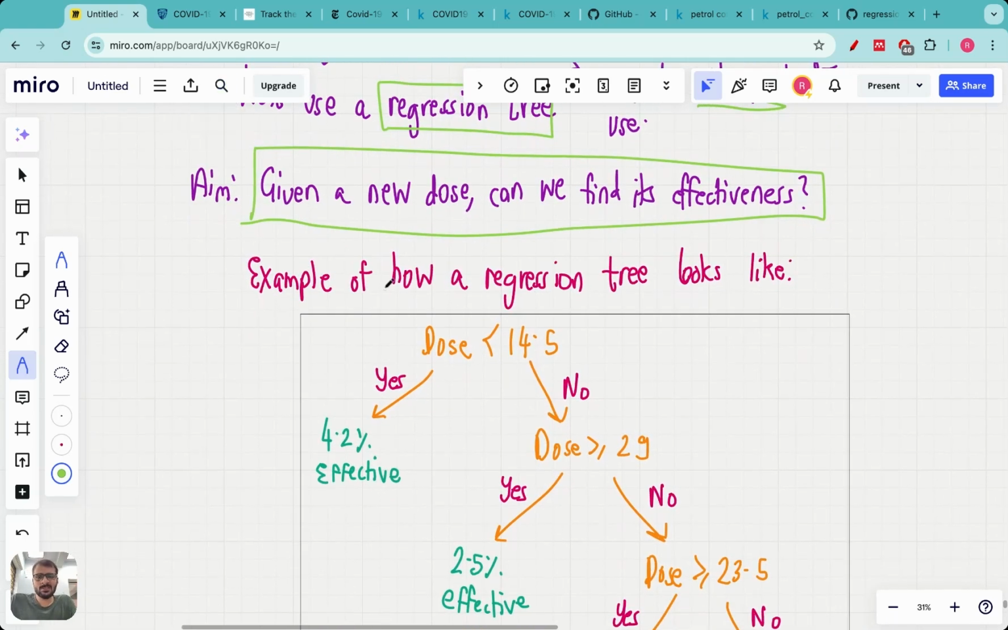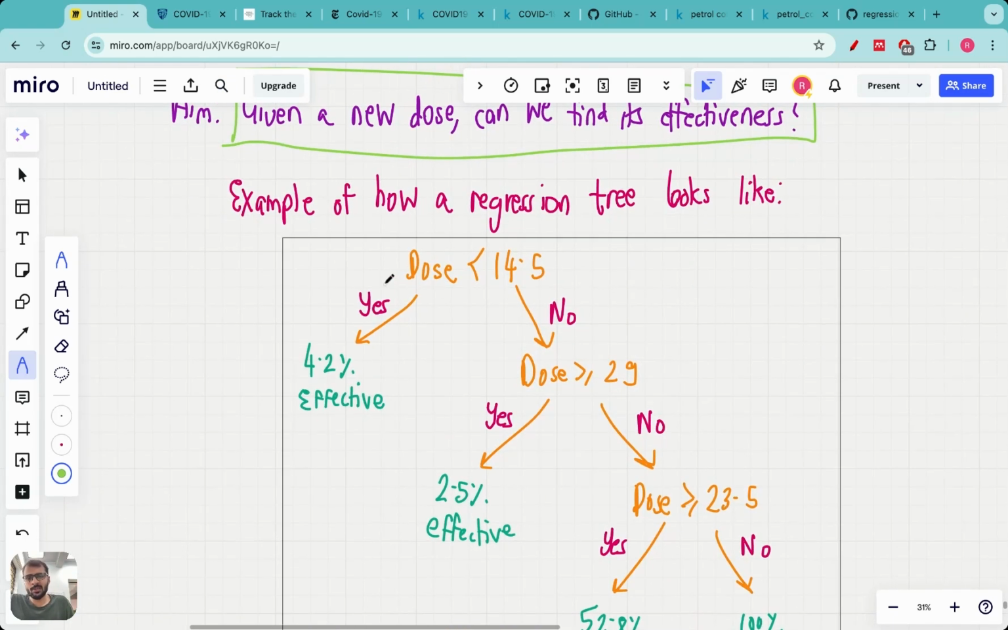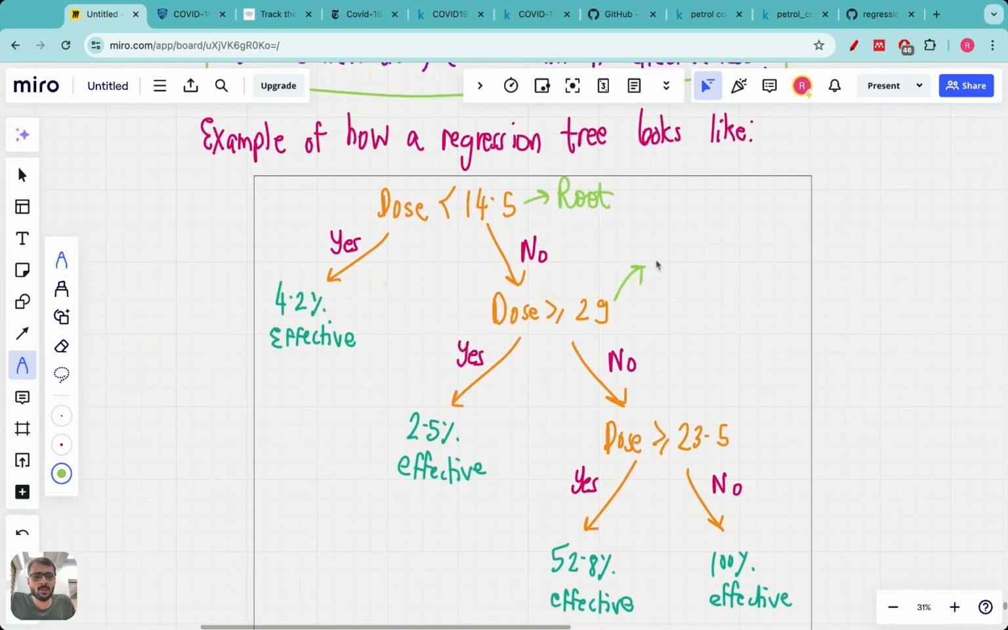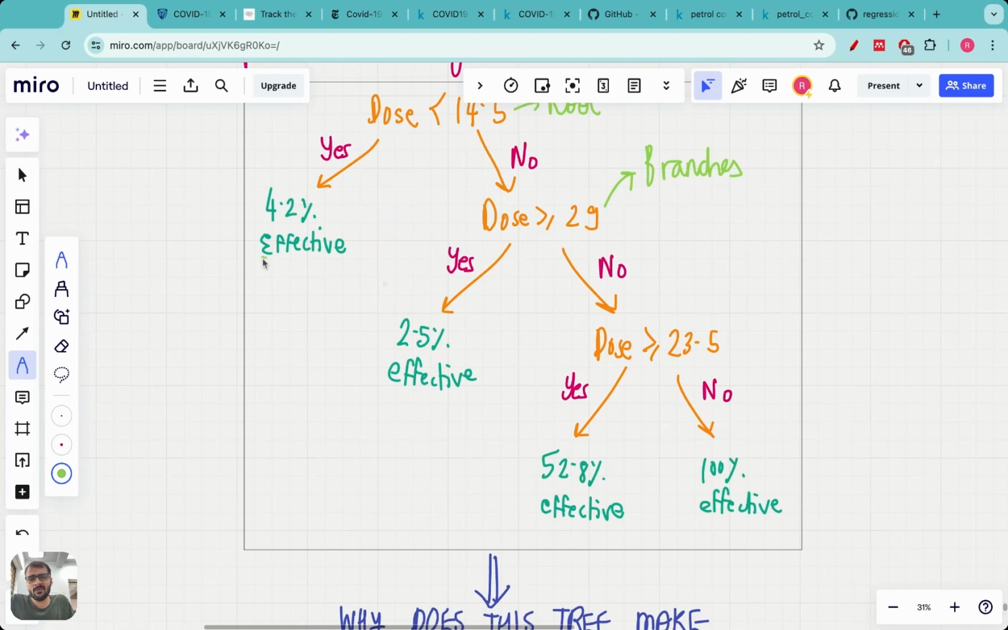So very similar to a classification tree, the first thing you notice is that we have a root node over here. Then we have these, which are also called intermediate nodes or branches. This is also very similar to a classification tree. And then finally we have this, and this, which are the four leaves.